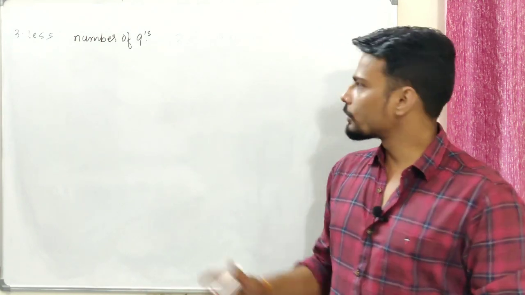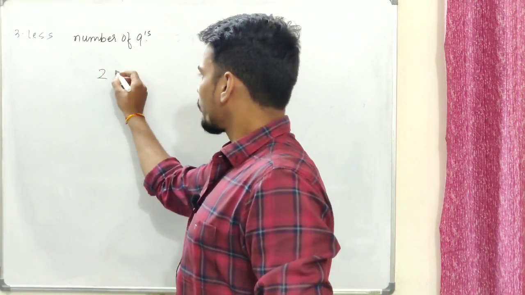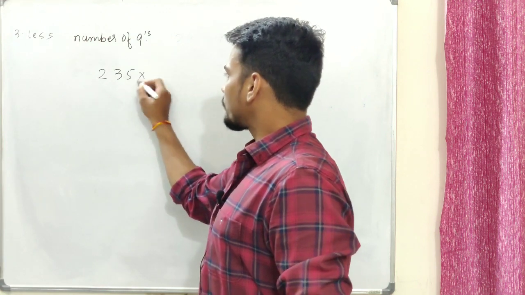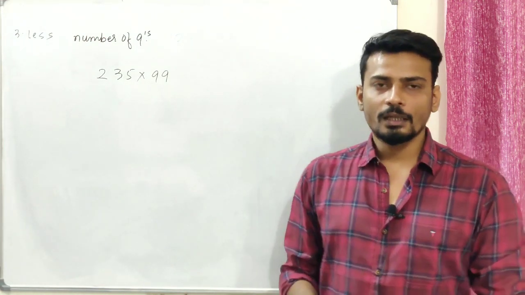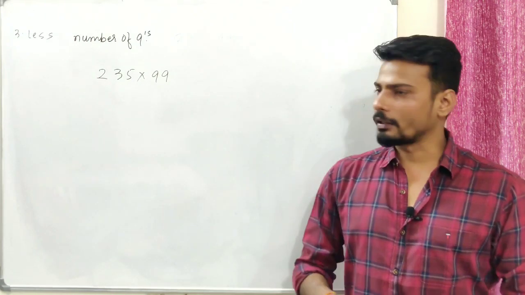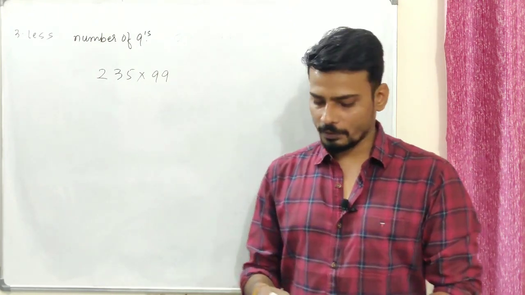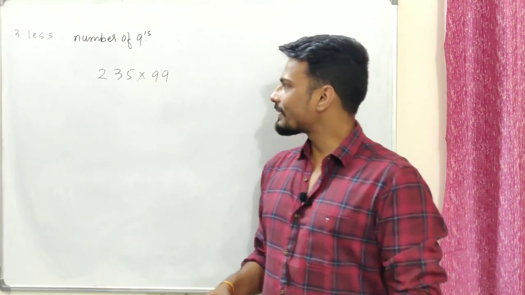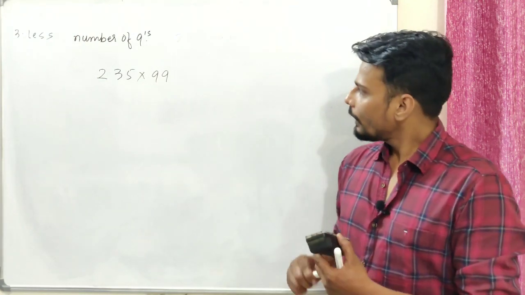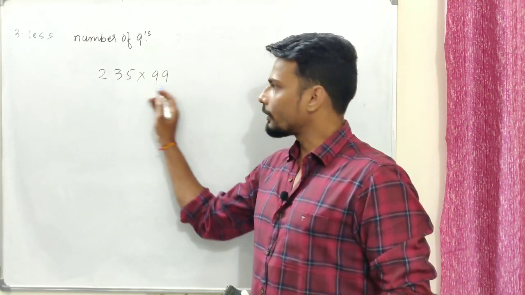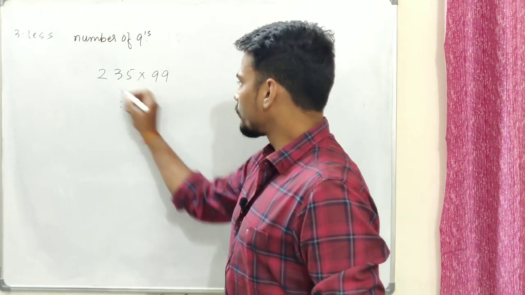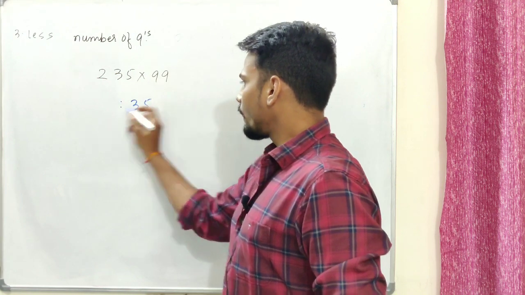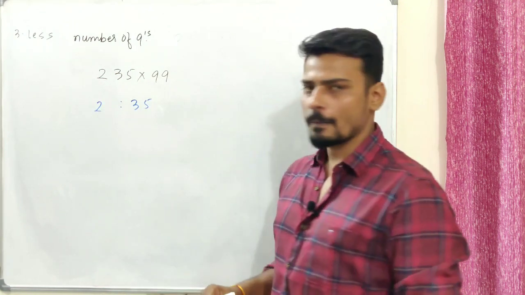Let's say, for example, I'm going to choose the same number. Let's say 235 times just 99. Okay, so here we have less number of 9s compared to the number of digits that we have in the number 235. So what we're going to do, we're going to use a semicolon over here. I have 2 number of 9s over here, so I'm going to put a semicolon after 2 digits, that is 35, and 2 will be coming over here.